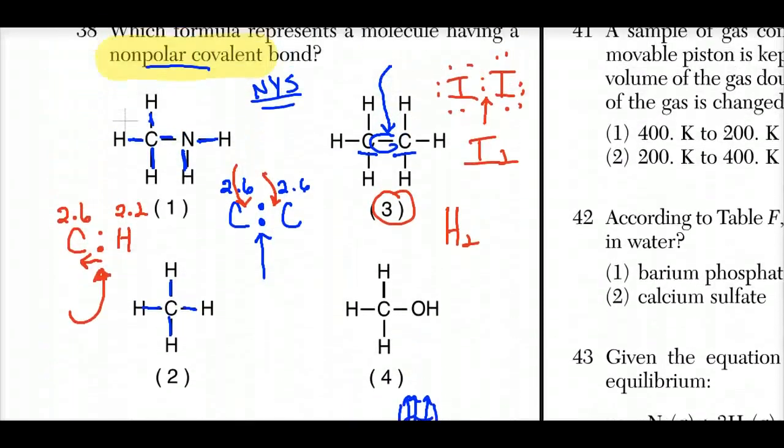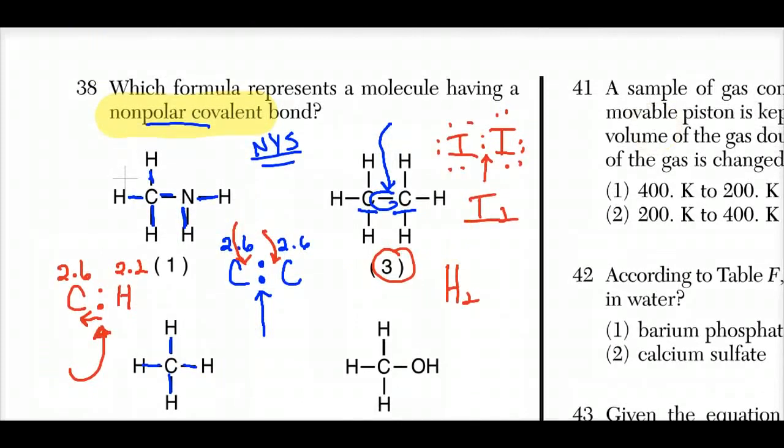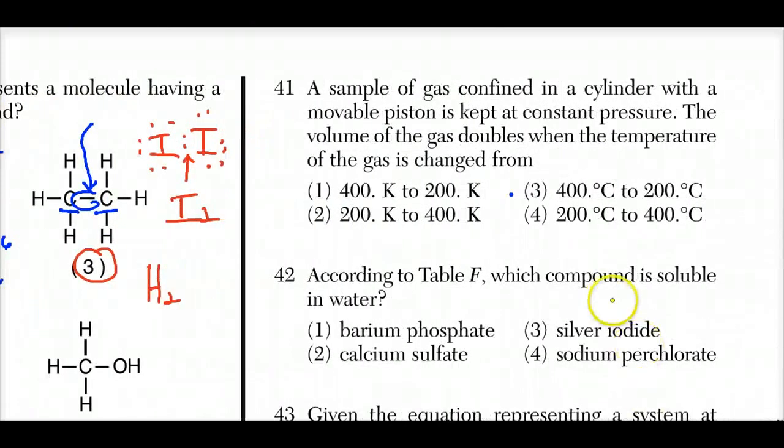Okay, number 41, moving right along here. A sample of a gas confined in a cylinder with a movable piston is kept at constant pressure.